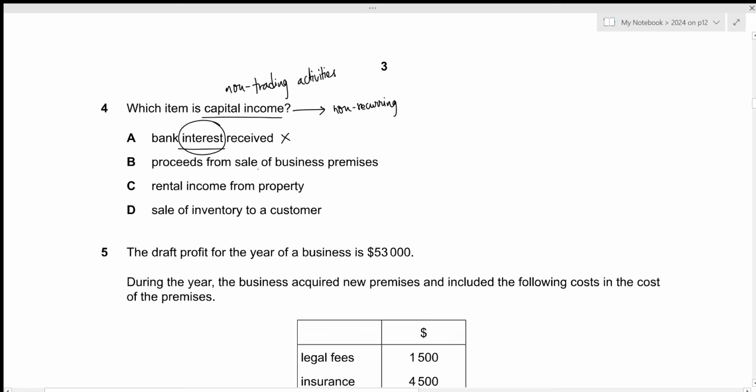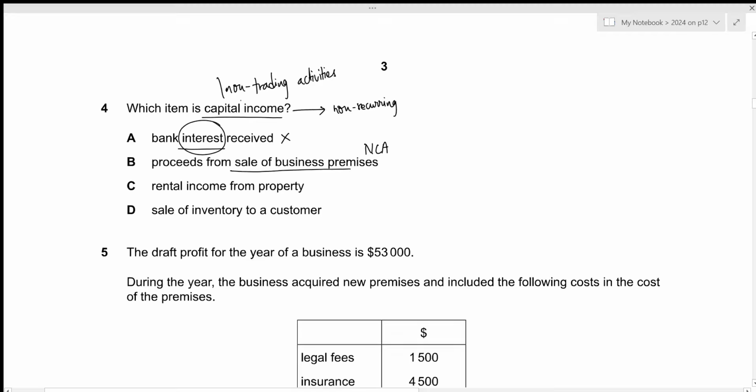Second one is the proceeds from sale of business premises. Business premise is part of our non-current asset. Selling of non-current asset is not a frequent activity for any business because it will only sell once it will be no longer of use within our company. So this is the answer we're looking for in this case because it matches both of the criteria.